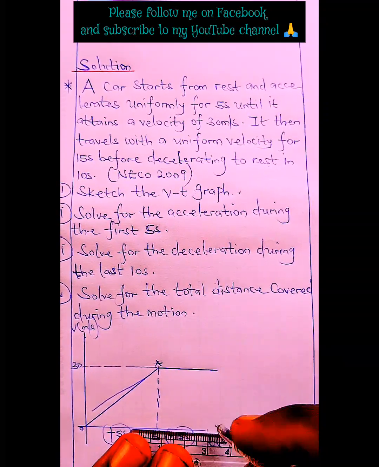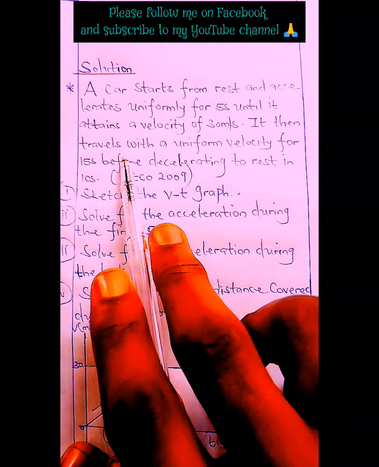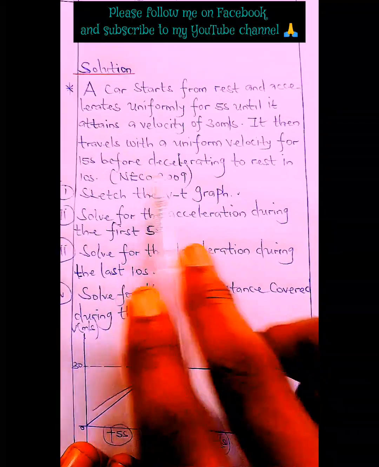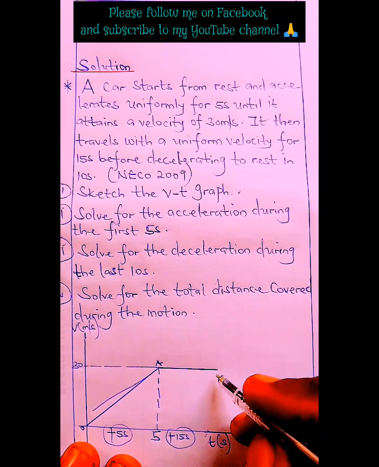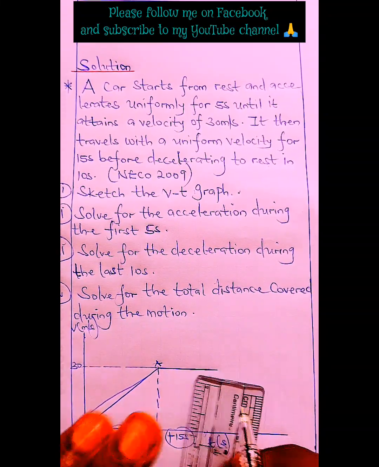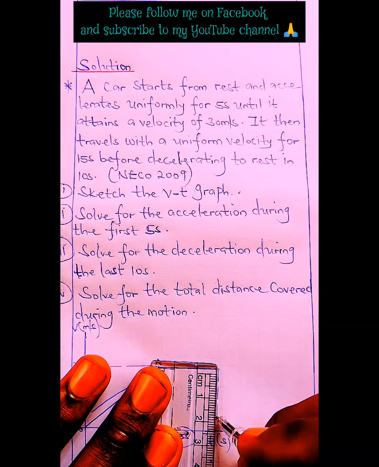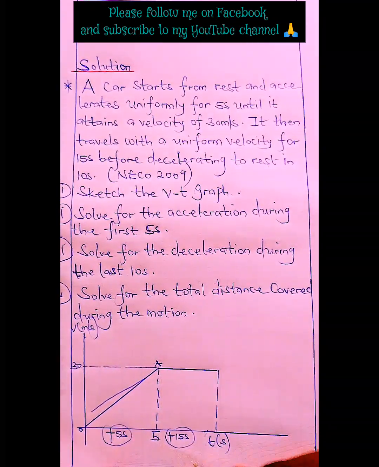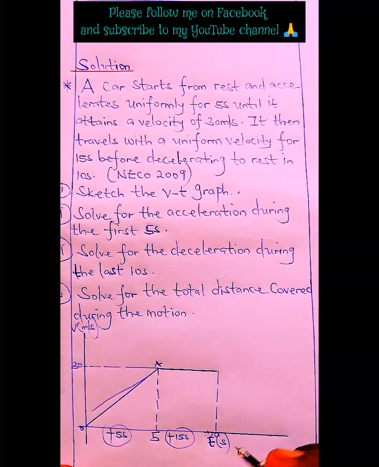And let's see the next line of the statement. It then travels with a uniform velocity for 15 seconds before decelerating to rest in 10 seconds. So after traveling at this speed of 30 meters per second for 15 seconds, that's going to be a new time. So 15 seconds added to the first 5, that will be 20. Don't forget, the time is in seconds here.